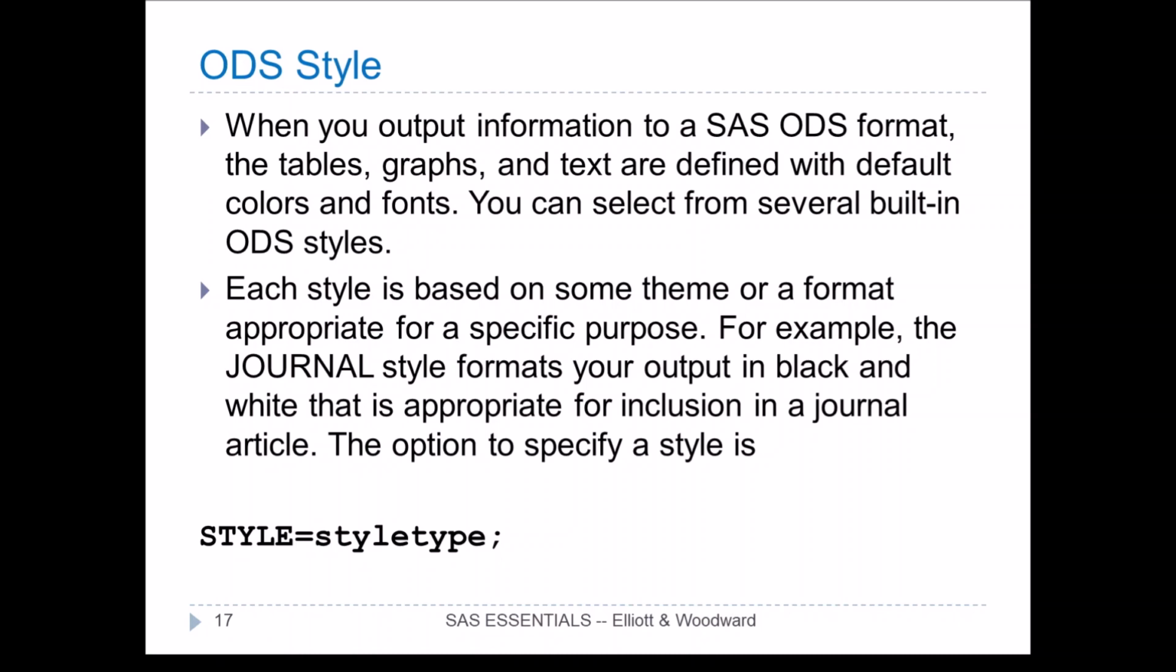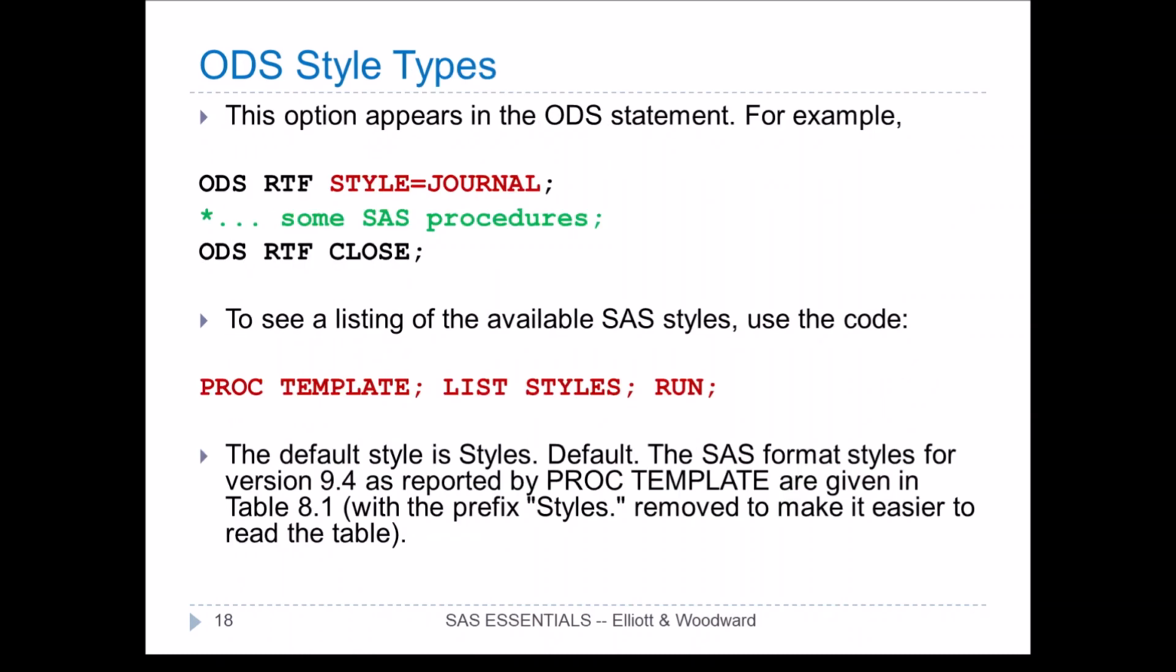So for instance, you might say style equal and then style type. Now, how do we know what the names of the style types are? Well, we're going to look at that in just a minute, but here's an example of how you would use that. ODS RTF style equal journal, then whatever SAS procedures you have, and then close it.